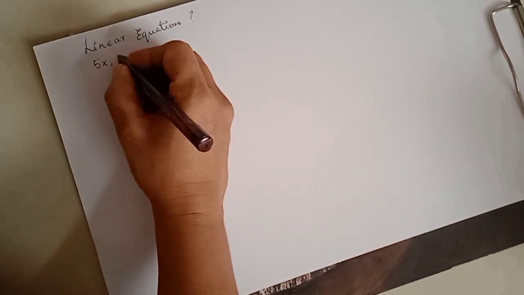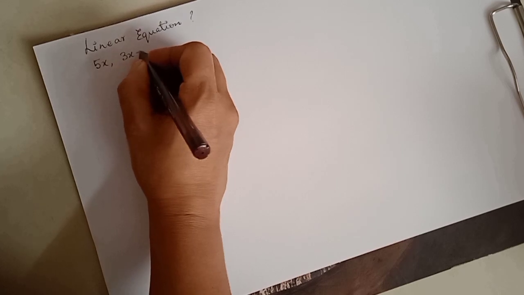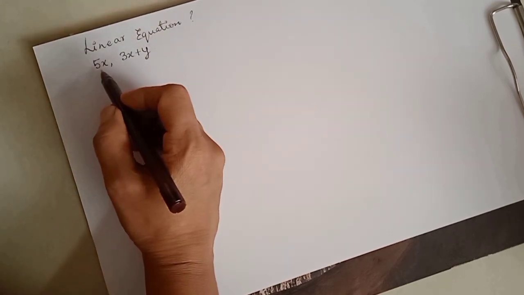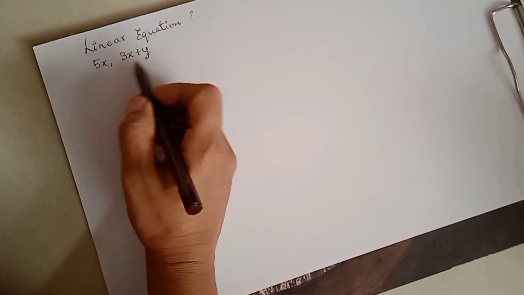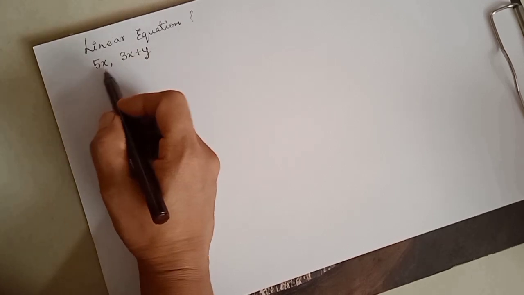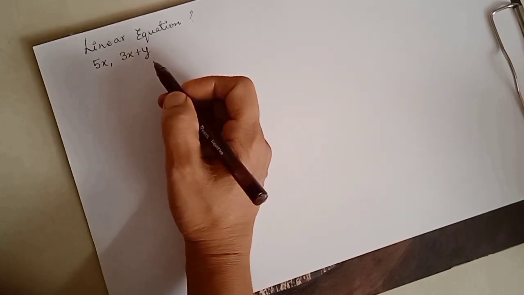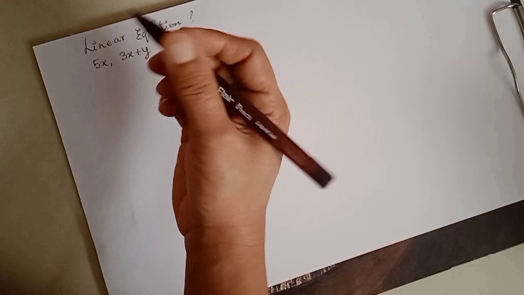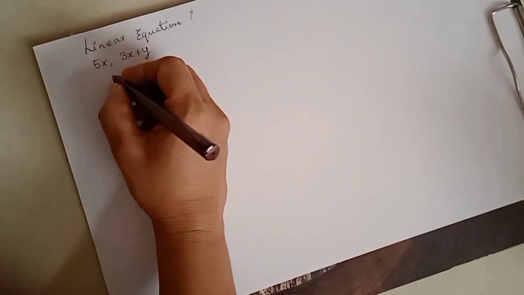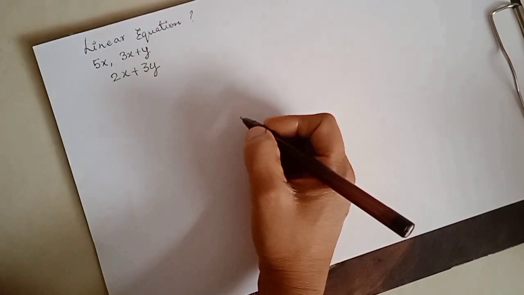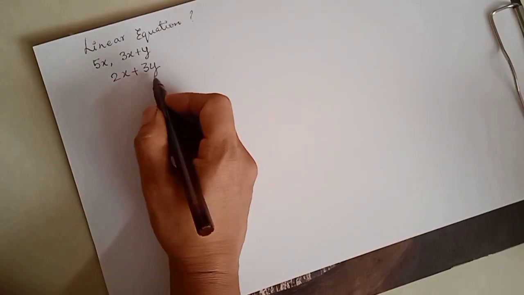5x, 3x plus y. So these are all algebraic terms or algebraic expressions. So this is 5x, which is an algebraic term, and 3x plus y is an algebraic expression. Some more examples are, say, 2x plus 3y is an algebraic expression.